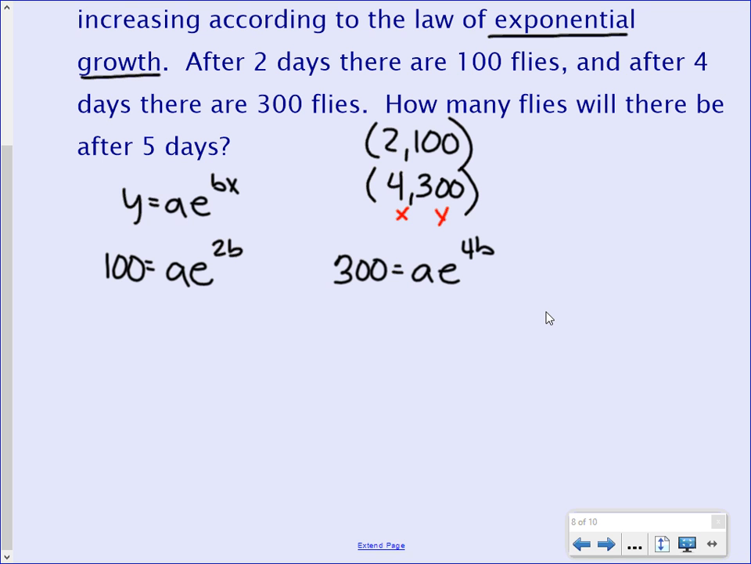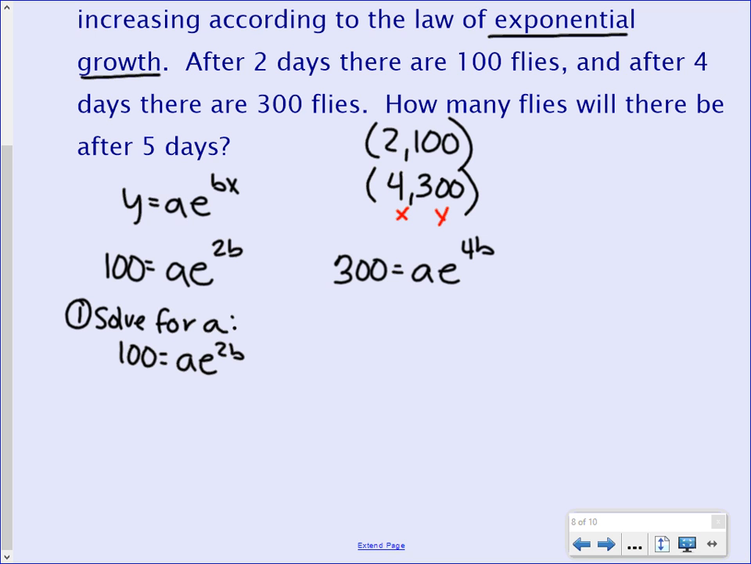This is like a system of equations. You have 2 equations in 2 variables, so you can use some method to solve for both variables. I'm going to use substitution. So what I would do first, I'd write out my 2 equations, and then I'm going to solve for a. It doesn't matter which equation you start with. I'm going to go ahead and start with my first one. 100 equals a times e to the 2b.